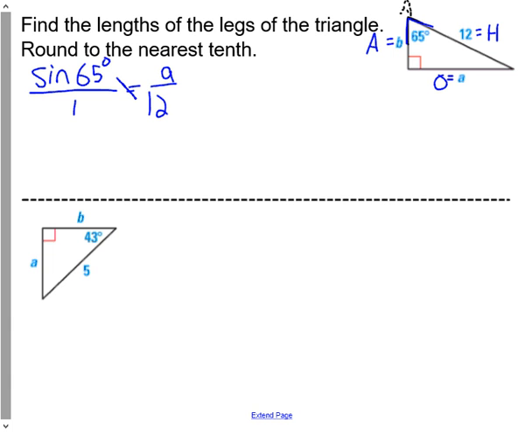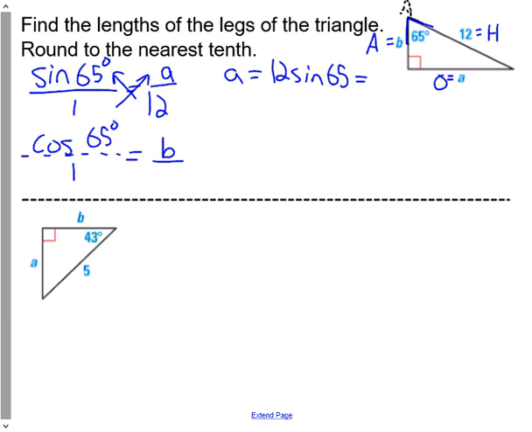Cross multiply and divide to solve. a equals 12 sine of 65. And then cosine of 65, the same idea, also over 1 equals b, because it's adjacent, over the hypotenuse of 12. Then cross multiply and divide to get b equals 12 cosine of 65 degrees. And then we'll plug that into our calculator.